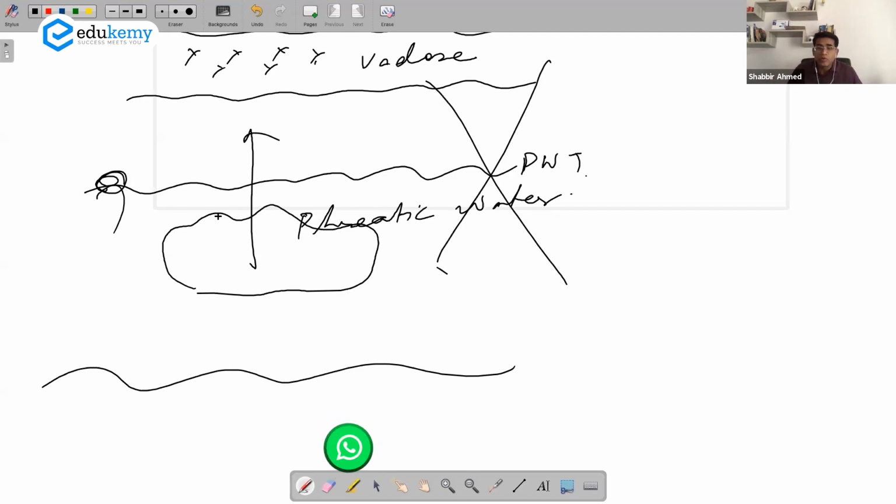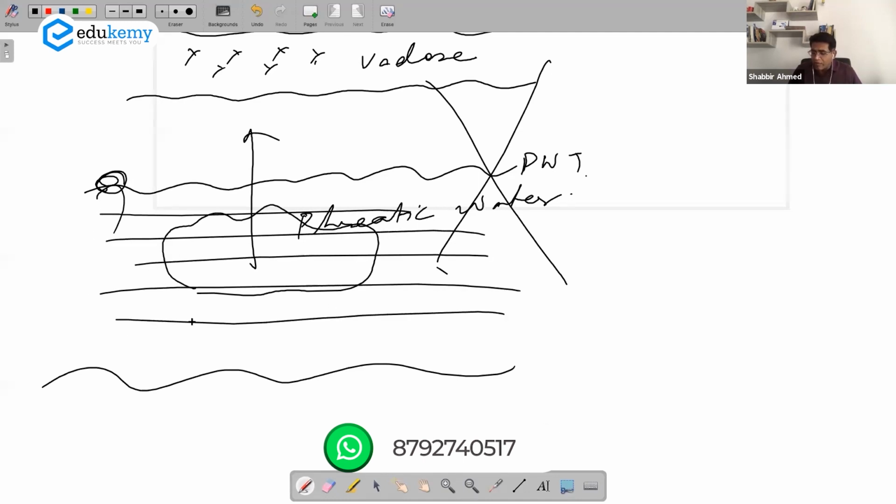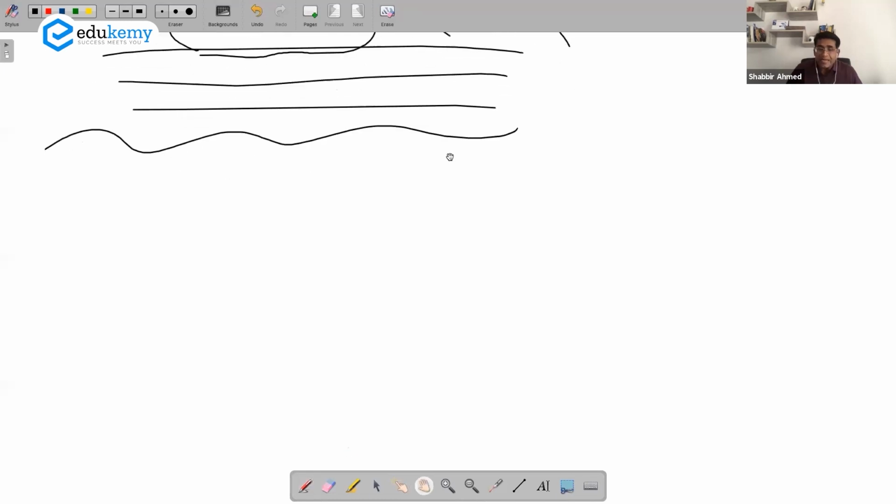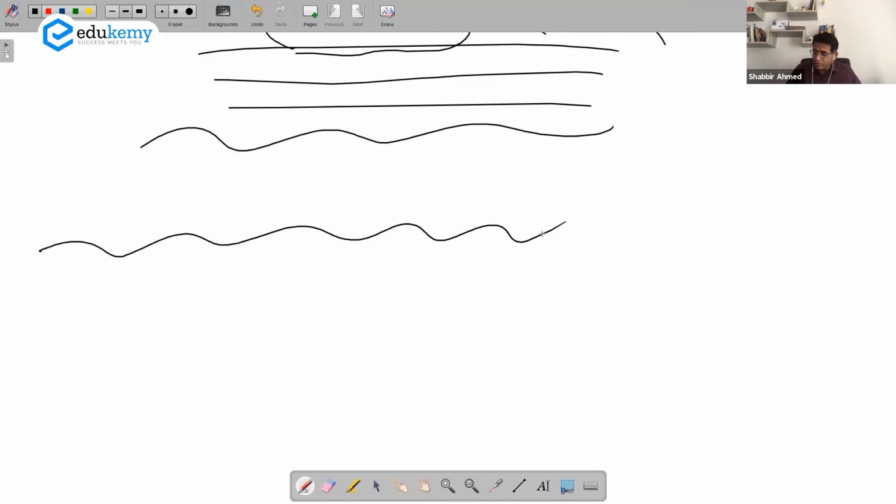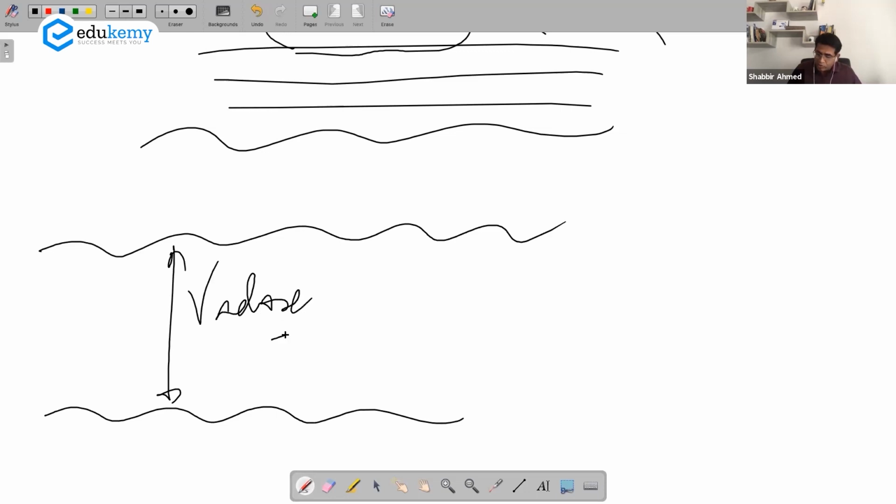If the limestone rocks are under the water, they all will get dissolved. They will be over. So now we know that the Karst landscape is actually in the Vadose zone. This is the ground level. This unsaturated zone is called the Vadose zone. The Karst landscape is formed here.